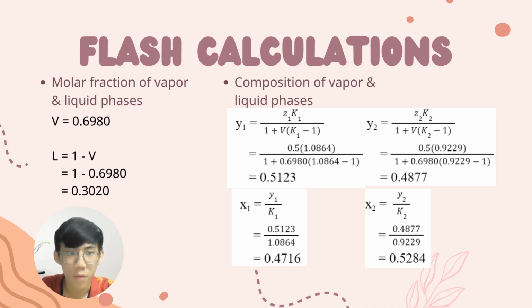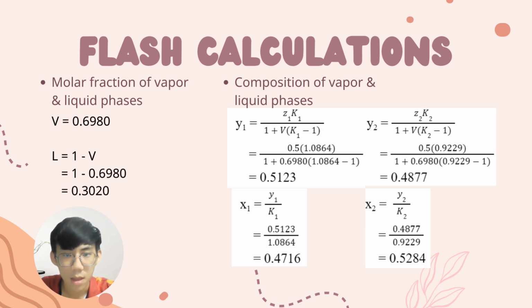On to the next part, where we find the molar fractions of the vapor and liquid phases. The V will be the result we obtained from the previous trial and error, which is 0.6980, and L will be 1 minus V, which will be equal to 0.3020. Then, to obtain the composition of the vapor and liquid phases, we use the formula Y1 equals Z1K1 divided by 1 plus V multiplied by K1 minus 1. The same goes for Y2, by substituting Z2 and K2, to obtain Y1 equals 0.5123 and Y2 equals 0.4877.